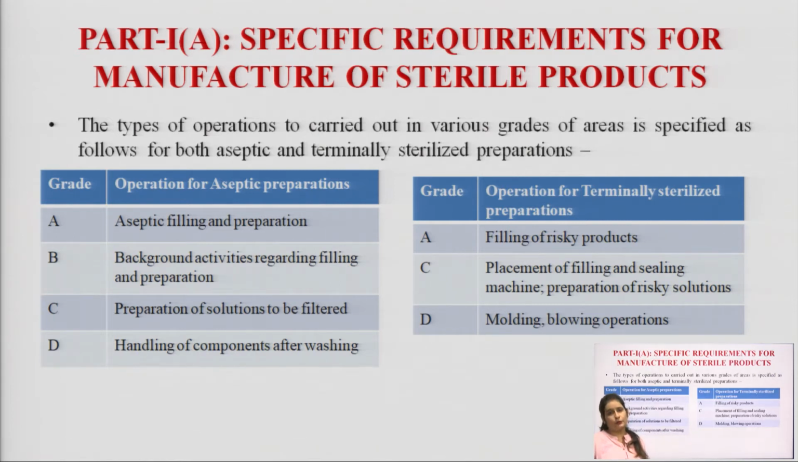Whereas in table 2, for terminally sterilized preparation, in grade A the operation is filling of risky products. In grade C area, placement of filling and sealing machine and preparation of risky solution is done. In grade D, molding and blowing operation is run.